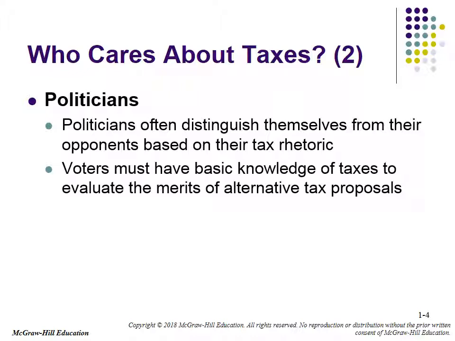Speaking of government, politicians often distinguish themselves from one another based on their tax rhetoric, what they say about taxes. And there's a great Taxes in the Real World, Republicans versus Democrats, on page 1-3, and their perspectives on, as you may know from your own experience on politics, is that Republicans are for less government, so that means less taxes, lower tax rates. Democrats are for more centralized government involvement. And so that takes more taxes to run the government. So voters must have basic knowledge of taxes to evaluate the merits of each tax proposal.